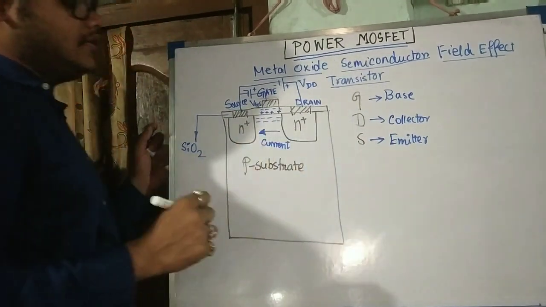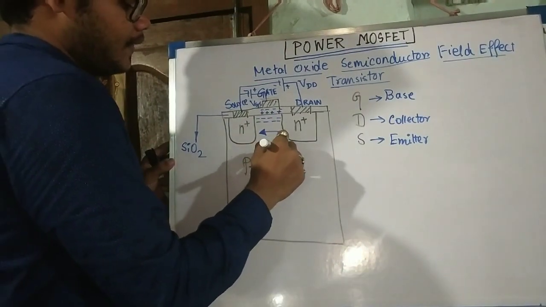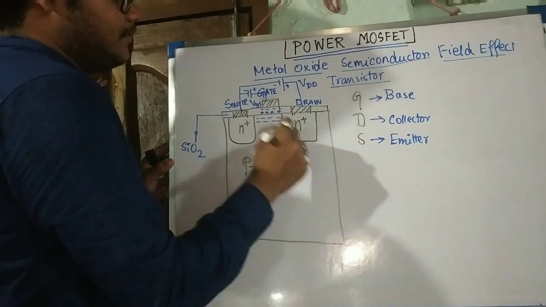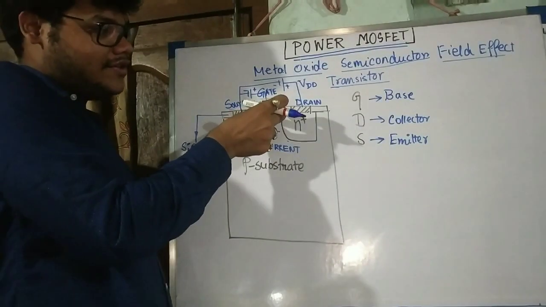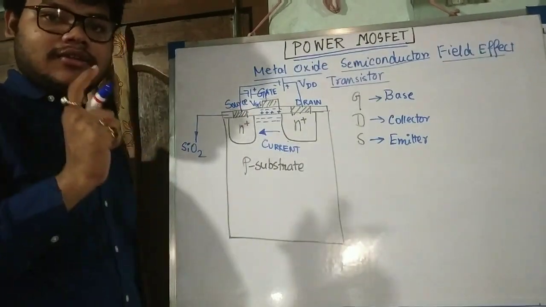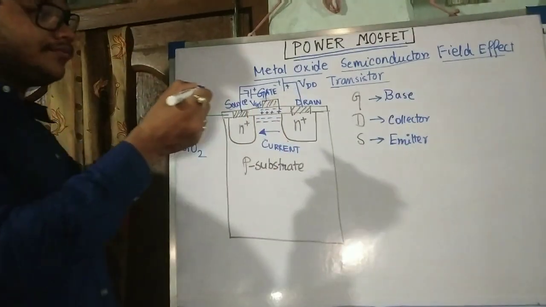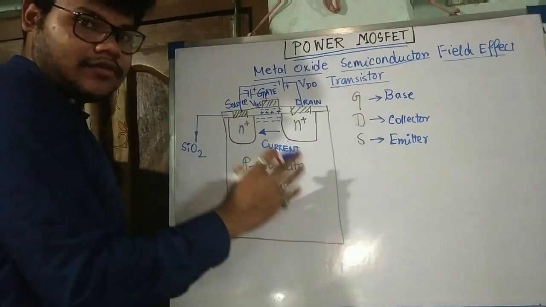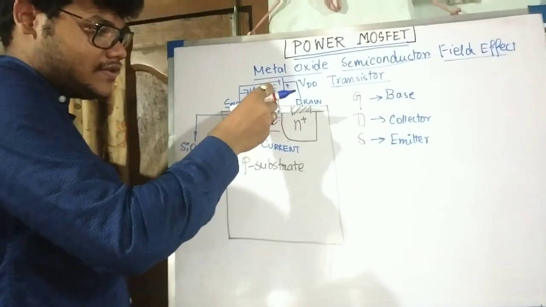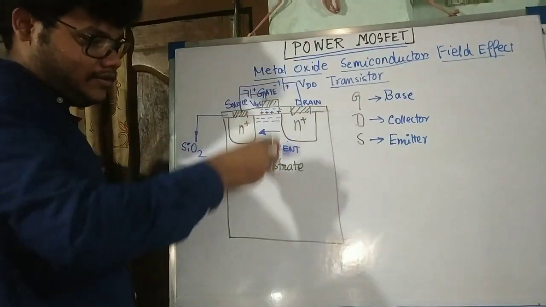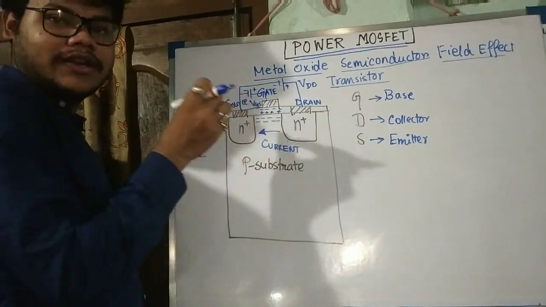So what is the working principle? First, when you apply some gate voltage, which is positive with respect to source, an electric field is established in the insulating material. Then what happens? Because there are positive ions here, in the P substrate, where you have holes as majority carriers, the holes get repelled and move downwards, and the electrons get accumulated here. What happens?